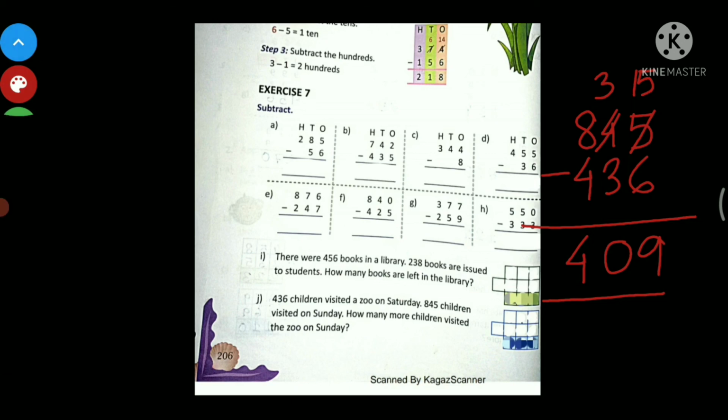So this I and J part also you have to do in your classwork copy. Okay, so that's all for today.